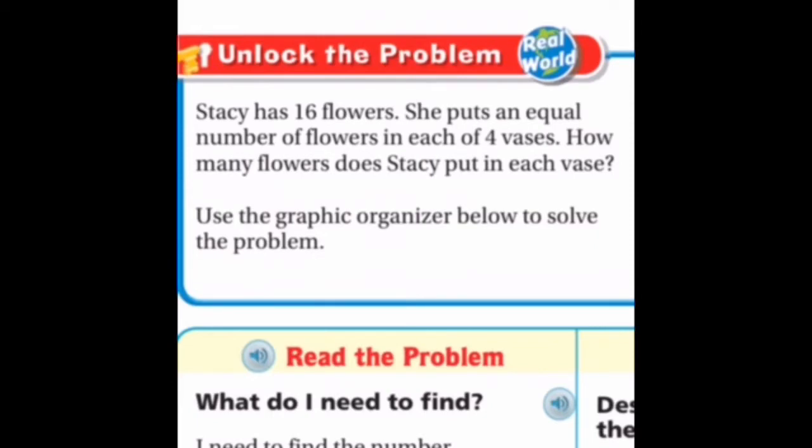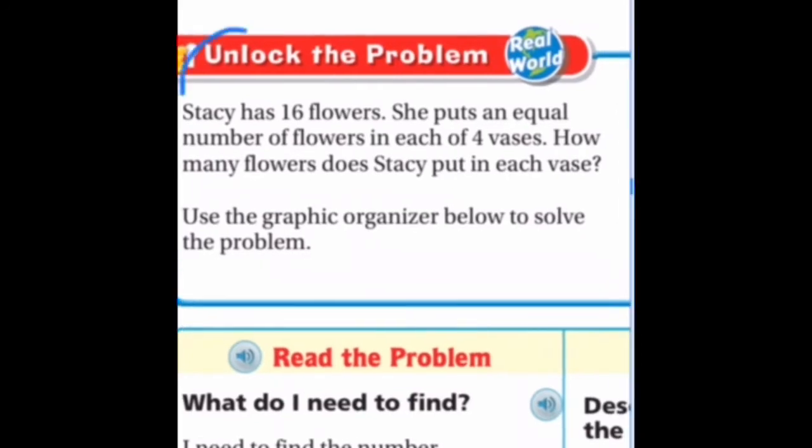Alright, let's start with Unlock the Problem. And like I said, please follow along. It says Stacy has 16 flowers. She puts an equal number of flowers in each of 4 vases. How many flowers does Stacy put in each vase? And we're going to use the graphic organizer below to solve our problem.